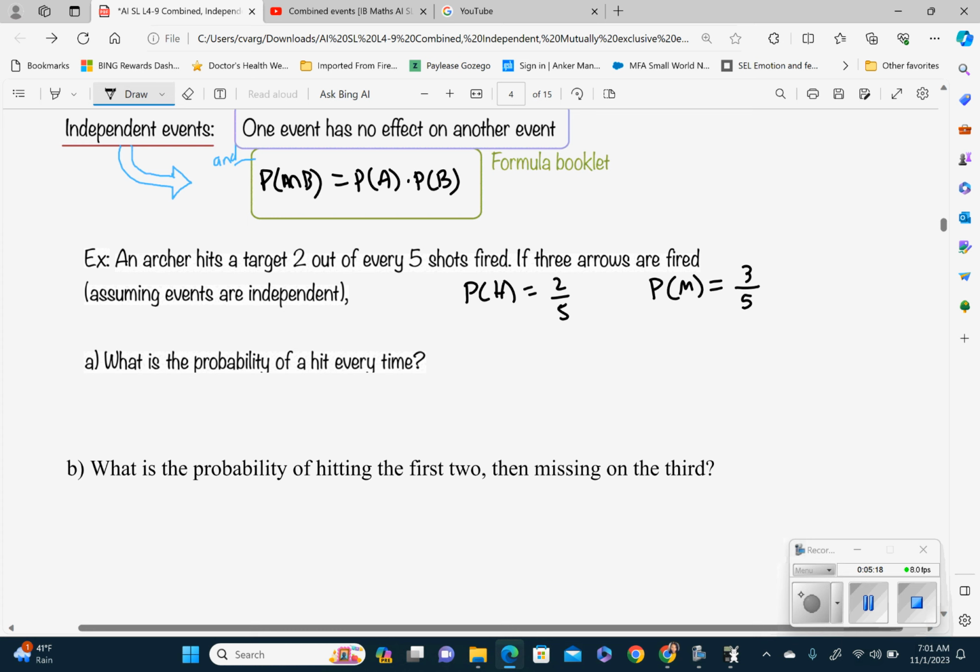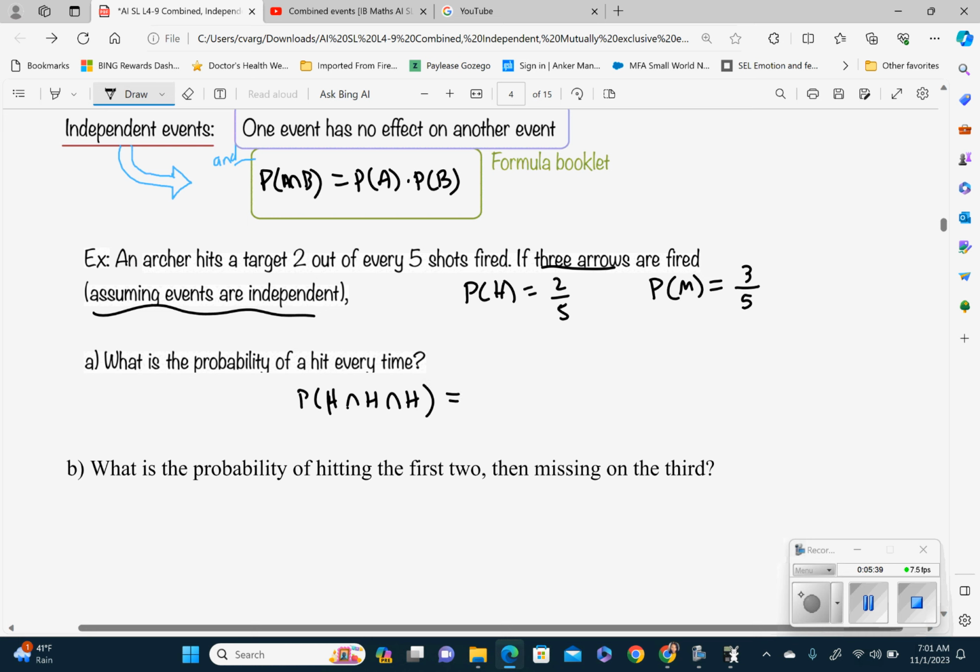So now I have enough to go ahead and answer this question, and it says assuming events are independent, that one has nothing to do with the other. So 3 arrows are fired. What's the probability of a hit every time? That's the same thing as a probability of a hit and a hit and a hit.